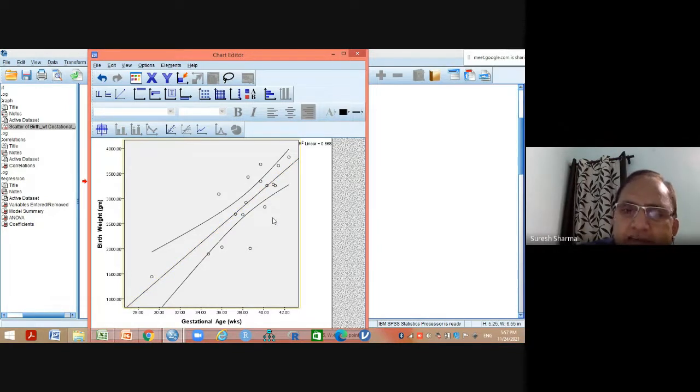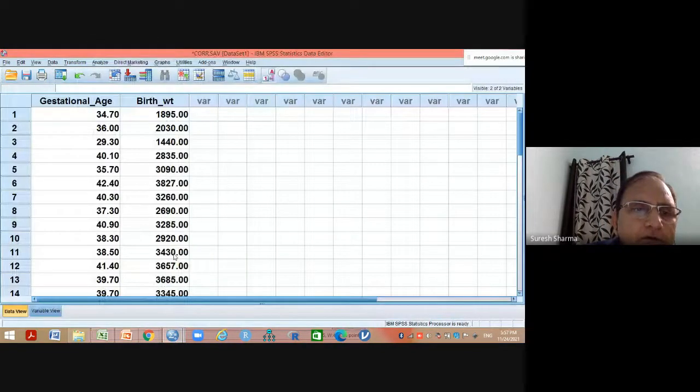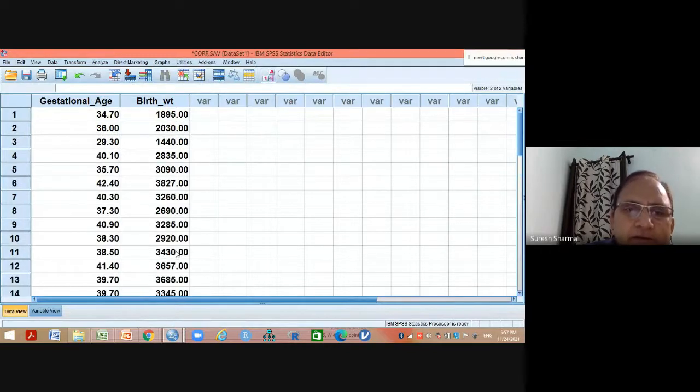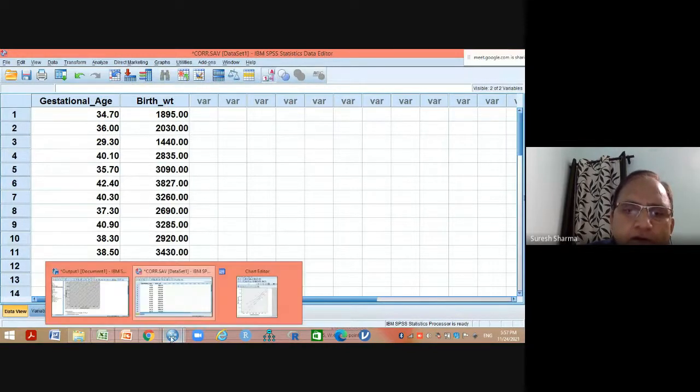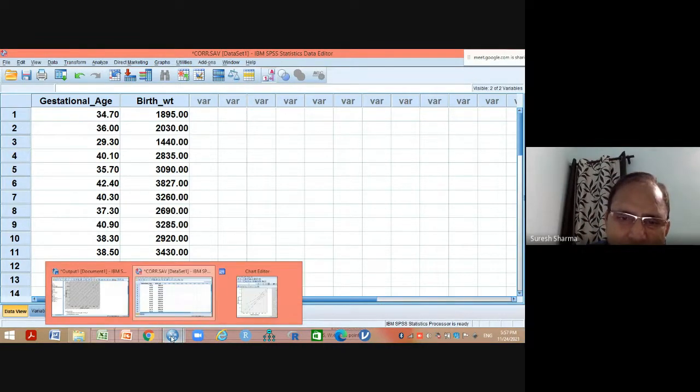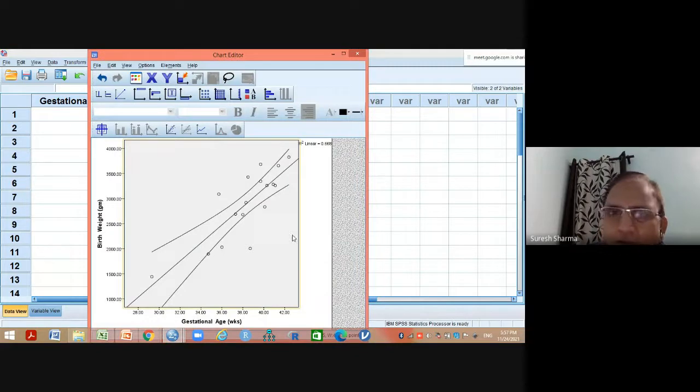Now, you have taken a sample of observations. You have taken 17 women and their birth weights when the babies were born. But somebody can take a sample of 30 people, somebody can take a sample of 50 patients, and you will get different equations, different lines. But what does this band stand for?